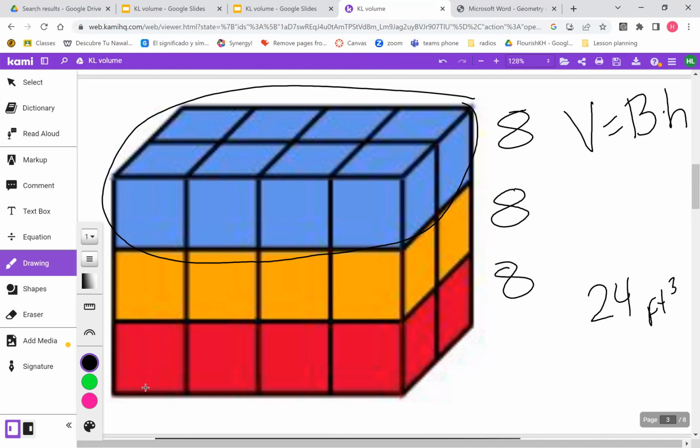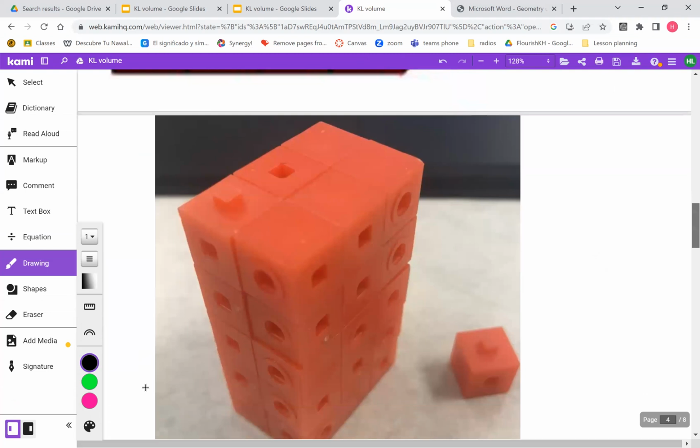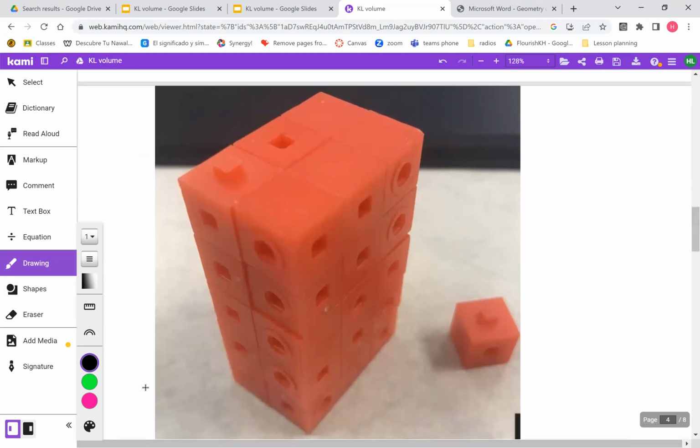Let's take a look at a figure. Let's say I have this figure here. You guys see I have a solid here made out of cubes. So I'm just going to look at the base. The base could be on the top, could be at the bottom. For today, we're looking at prisms or cylinders. We talked about last week that there are 2 bases, one on top, one at the bottom. So I'm looking at the base first. My focus is right here.